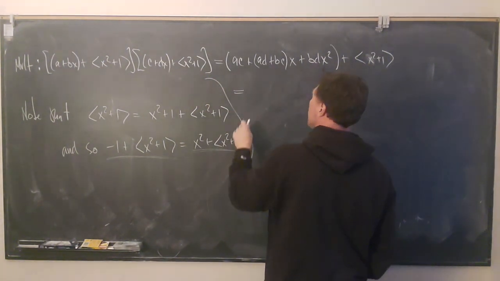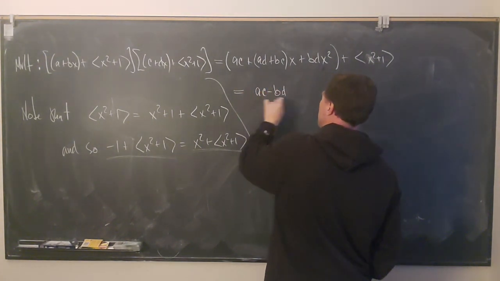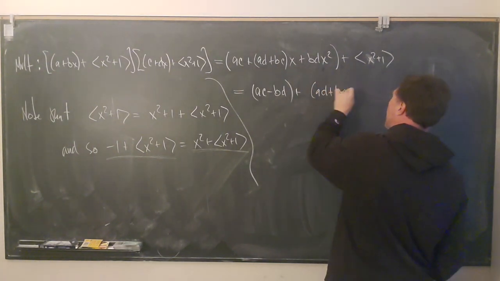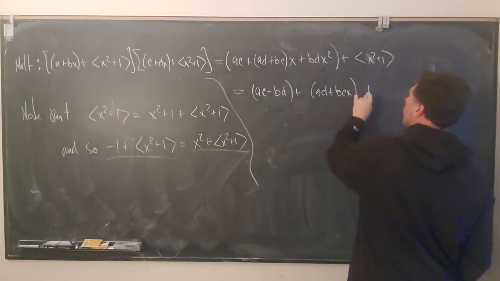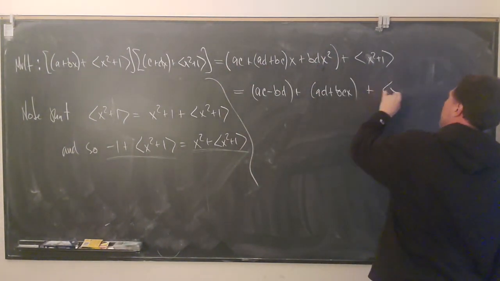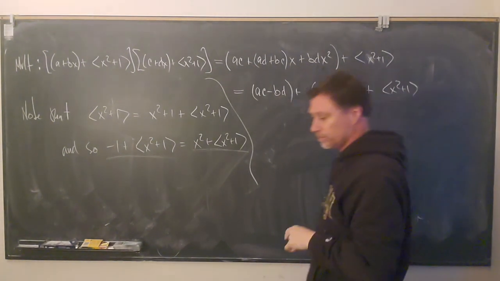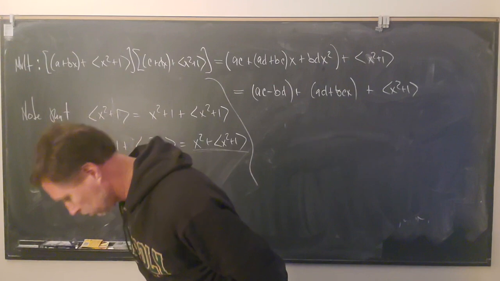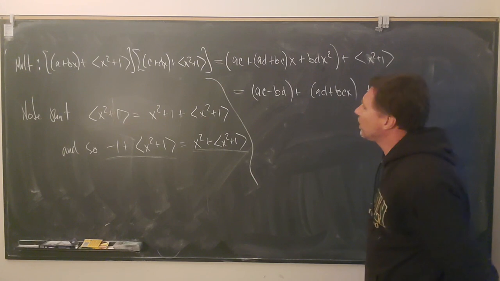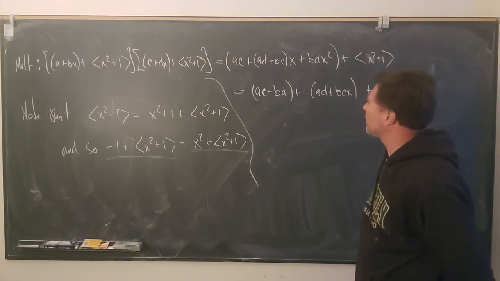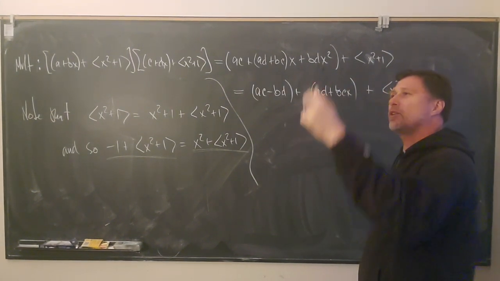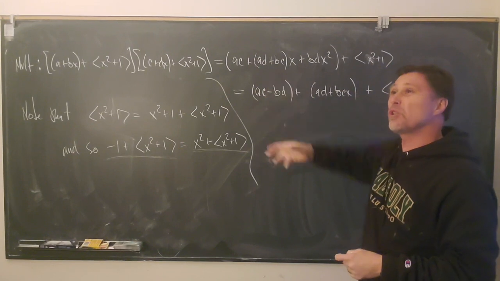So this is equal to AC minus BD plus (AD plus BC)x. I just put a minus 1 there, and then I brought the constant coefficients together, plus the ideal generated by x squared plus 1. And now you're supposed to stare at this for a minute and say, okay, when we added, you added the constant stuff, you added the degree 1 stuff.